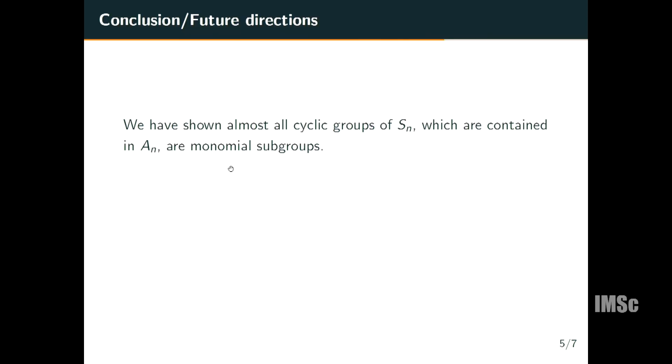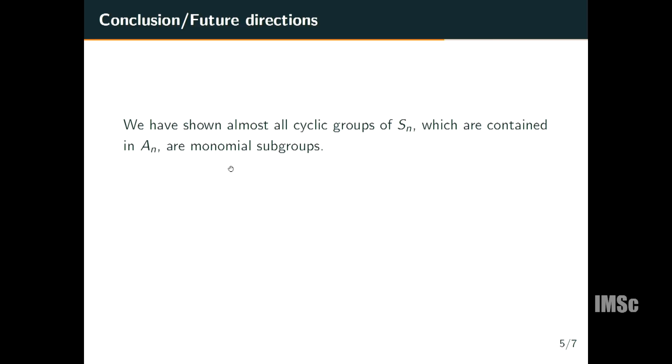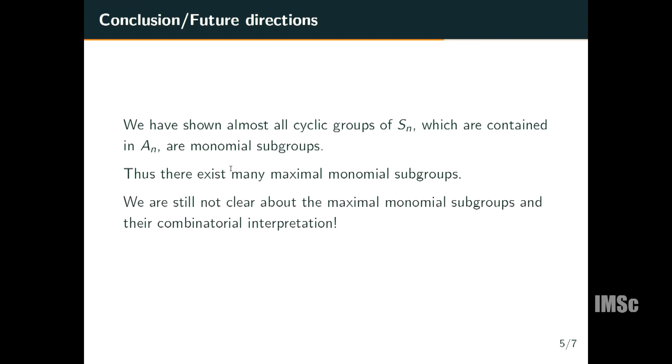With this you can see almost all cyclic subgroups of the symmetric group which are contained in A_n are going to be monomial subgroups. Thus there exist many maximal monomial subgroups, but we are still not clear about what all the maximal monomial subgroups are and the combinatorial interpretation of this. And we would like to note the above theorem actually holds for A_n as well.